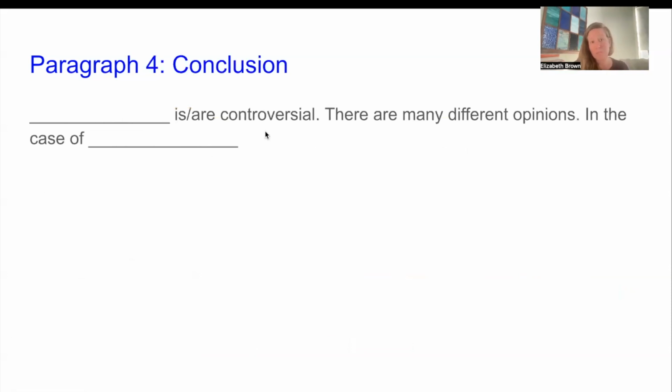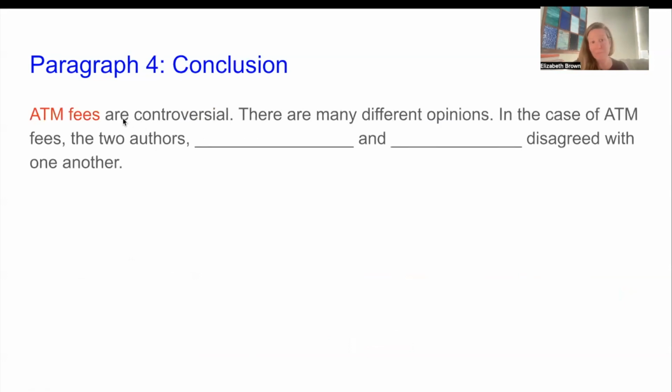Now I'm going to conclude. I'm going to conclude using this sentence frame. Blank ATM fees are controversial. There are many different opinions. In the case of ATM fees, the two authors, Brenda and the other guy, disagreed with one another. And now I might explain that Brenda believes the businesses should be paying for the service fees, while the other guy, I forget his name, believes that no one should be paying those fees.